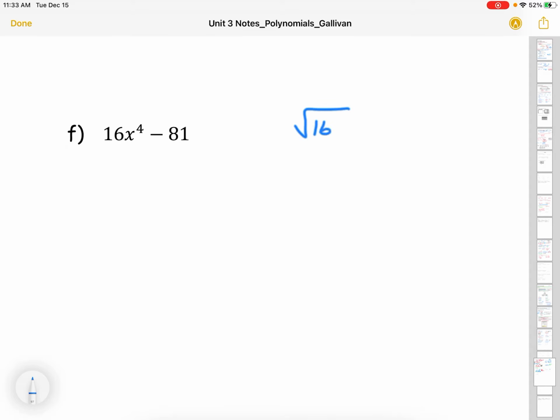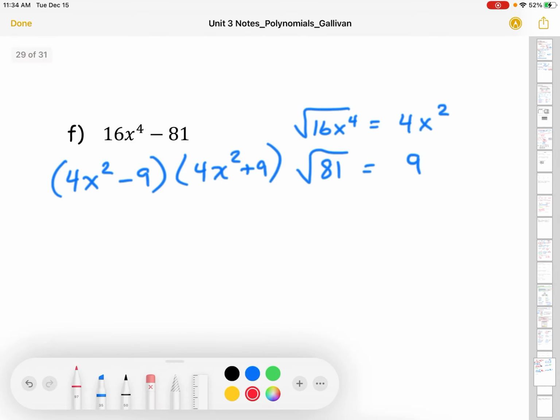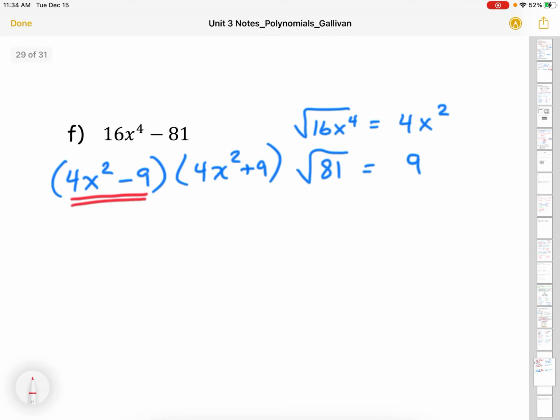So, are these perfect squares? Well, let's see. The square root of 16x to the 4 is 4x squared. And the square root of 81 is 9. So let's do that. 4x squared minus 9 times 4x squared plus 9. Now, you have to keep factoring until you're done.